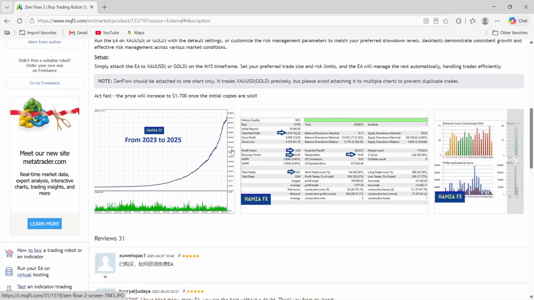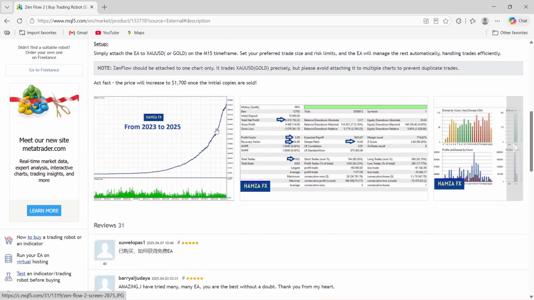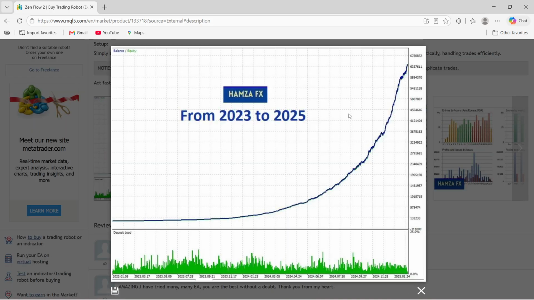Okay, so let's take a look at some of the developer's backtest results, what they claim. According to this, you can see the equity curve for 3 years from 2023 to 2025. And you can see this actually looks good. The equity curve goes kind of straight up, signaling good profits over the period from 2023 to 2025. But we're going to test that out with my personal backtest and see if it actually holds up this way.